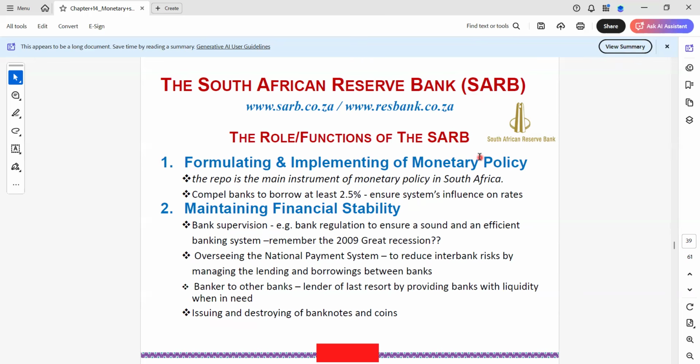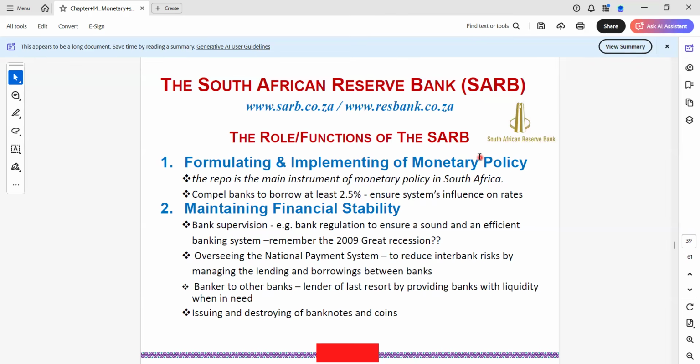So in maintaining financial stability, they supervise banks to ensure that they adhere to the regulations. They oversee the national payment systems. They are the banker to other banks. So other banks also keep their funds with the South African Reserve Bank, right? So the South African Reserve Bank is also the bank to other banks, a banker to other banks, right?